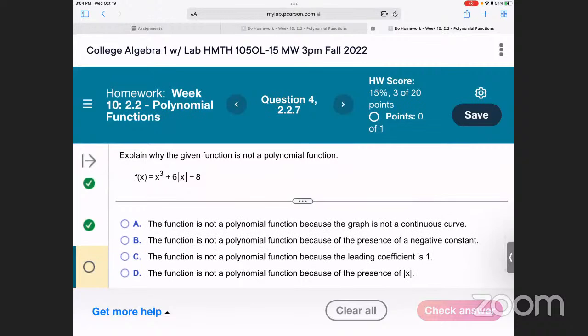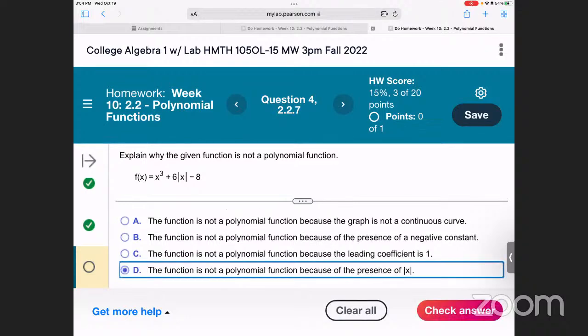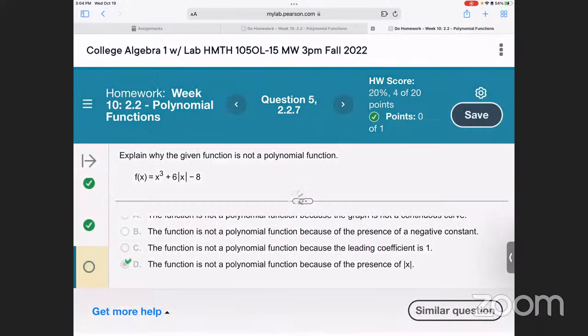When we talked about this, a property of polynomials is that the graph is a smooth, continuous curve, so there are no holes or gaps or breaks, and there are no sharp corners or edges. The term with the absolute value of x is going to create a sharp corner or edge within our graph. So it's not a polynomial function because of the presence of the absolute value of x.